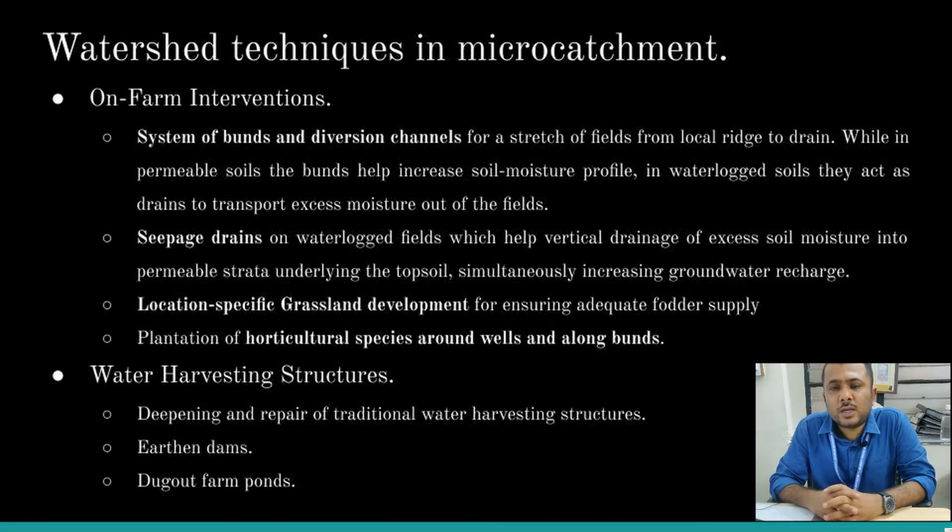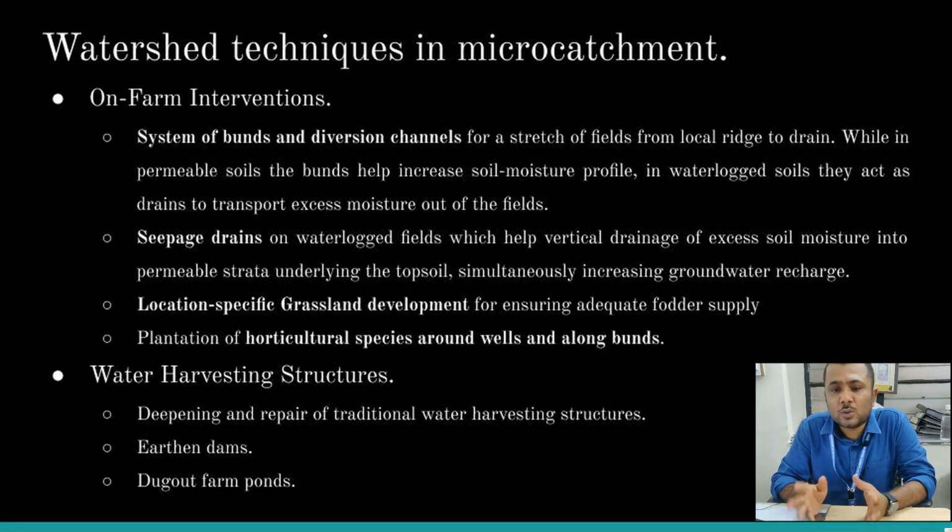Let us discuss some of the techniques that we adopt in our farmlands. We'll call these on-farm techniques. Basically, what we need to understand here is that the water that trickles on your farmland should be planned such that the water will be stored and harvested in your farmland itself. This happens in 4 categories. The first one is the system of bunds and diversion channels.